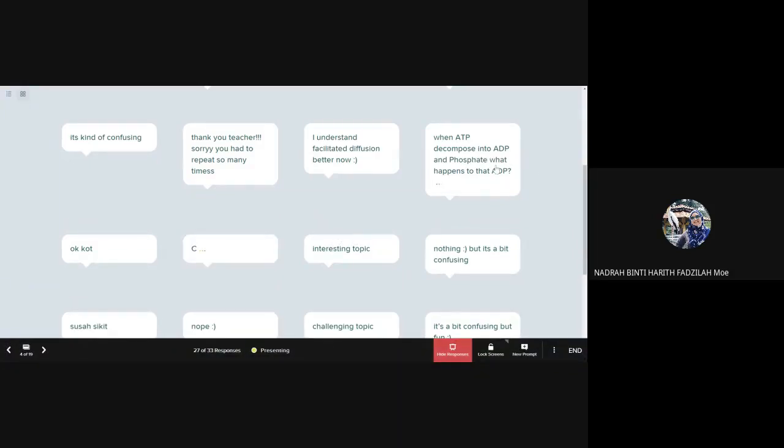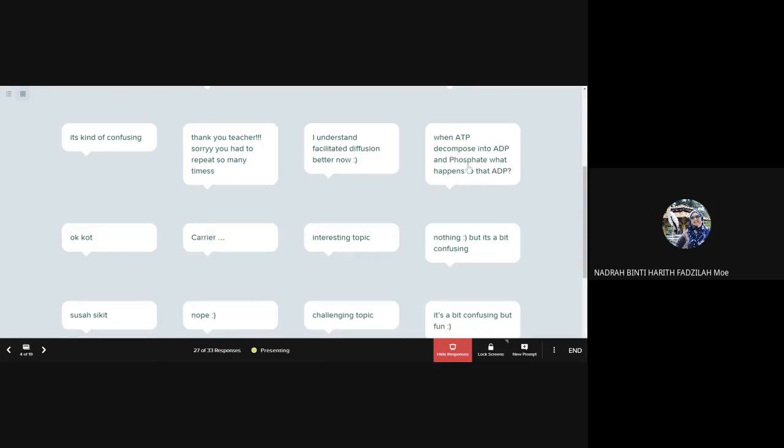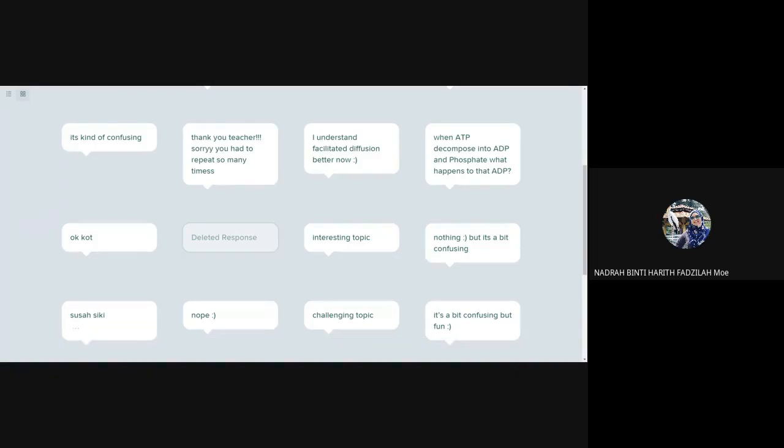Okay, there is a question related to active transport here. When ATP decomposes into ADP and phosphate, what happens? ADP is always floating around. It is abundantly available inside the cytoplasm. It is always ready near the mitochondria so that it can be turned back into ATP. When we learned the function of mitochondria in the last chapter, we know that its function is to generate energy in the form of ATP.